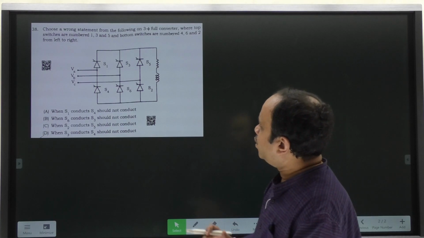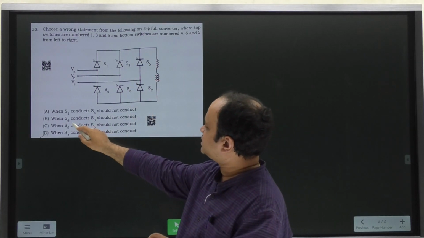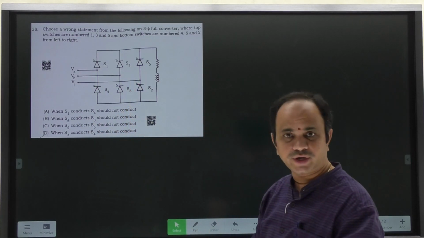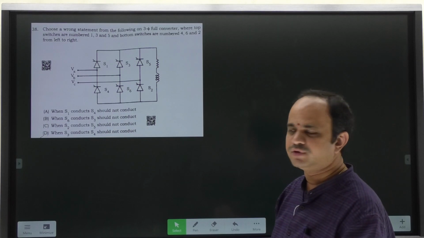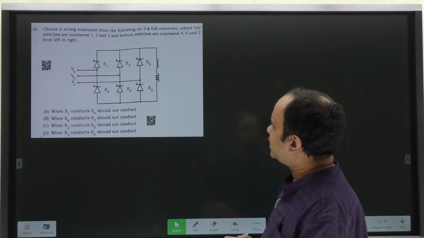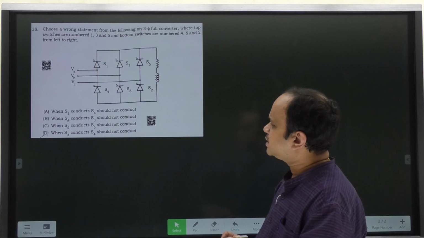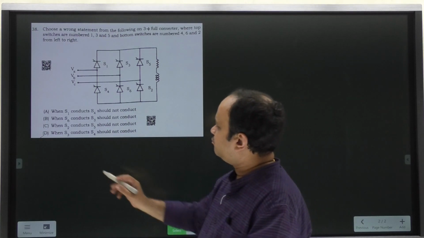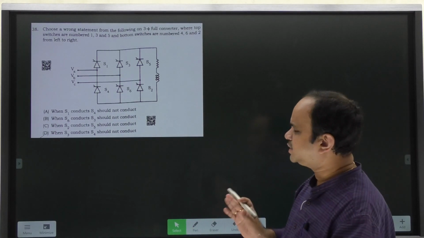Next, when S6 conducts, S3 should not conduct. That is also correct. There is no freewheeling action in the full converter. When S2 conducts, S5 should not conduct. That is also correct. Now what is the wrong statement here? When S3 conducts, S4 should not conduct. Okay, that is a wrong statement.